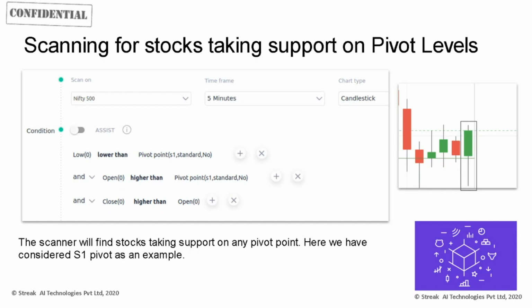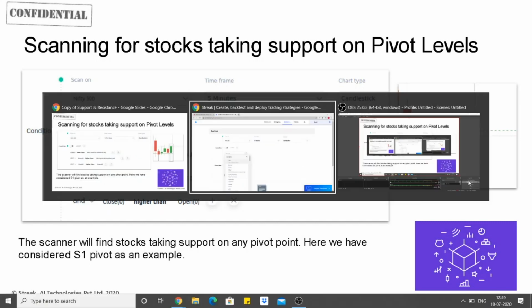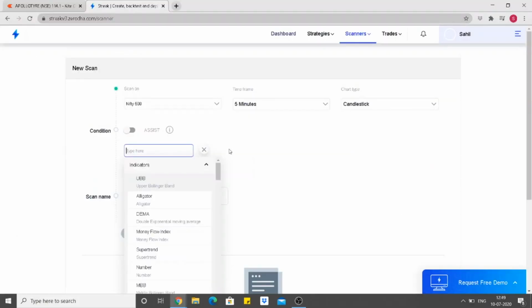And it ended up being a green candle. So this is what we consider somewhat of a bullish indication. So this is what we want. This is the pattern we want our scanner to identify, right? For that, we will be inputting three conditions. I'll be explaining all the conditions that I'll be inputting.